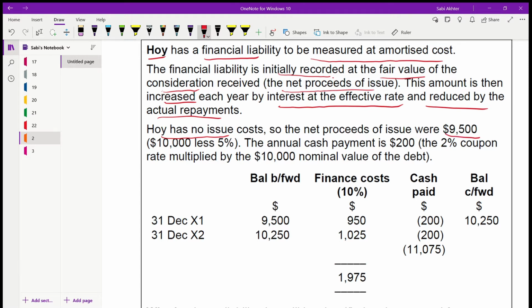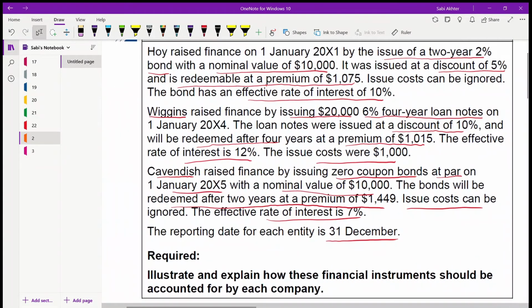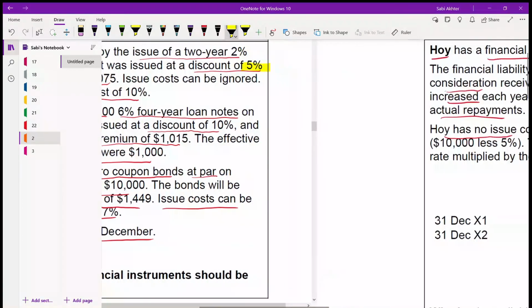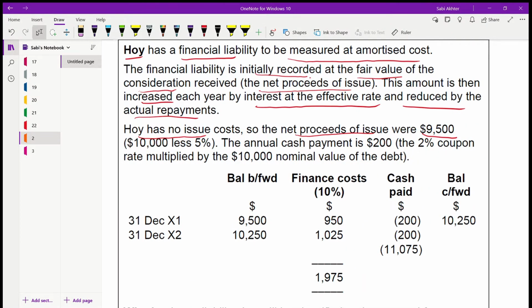How? You have 10,000 nominal value for HOI. You issued them at a discount of 5%. So that discount needs to be deducted. You have to deduct issue cost and also discount, but there is no issue cost. So you only have to minus the 5% discount. 5% of 10,000 you minus from 10,000 and you'll be getting 9,500.